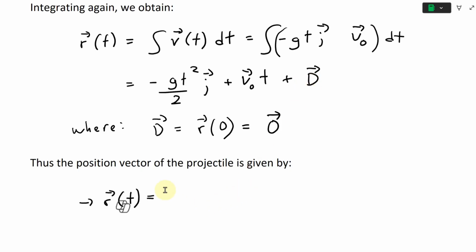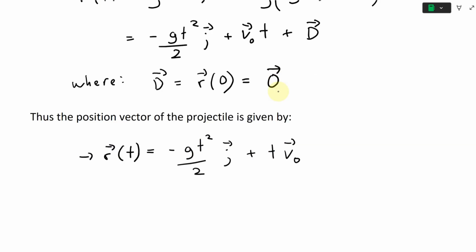Well, actually, we need to maximize the horizontal distance of it, and we're going to break that into components. So what we'll do is I'm going to write this down. So negative gt squared over 2, j, and now plus v, the calculus book puts a t in front, so t, then v vector naught, like that. So that's what we have. So that's a position vector.